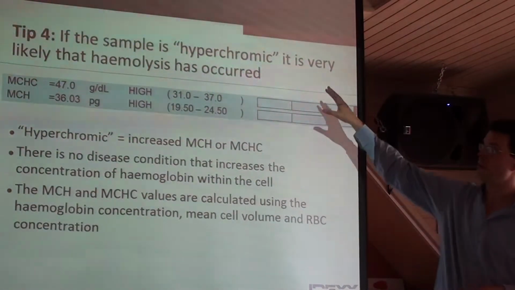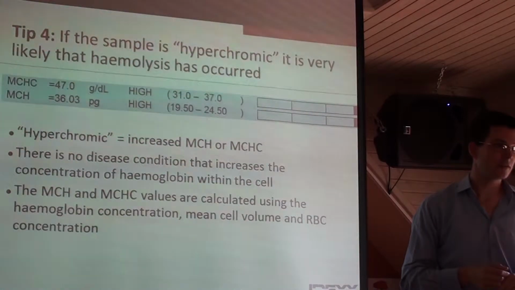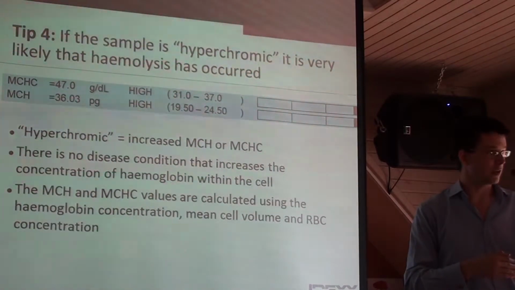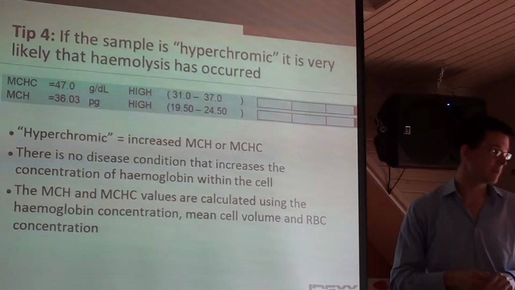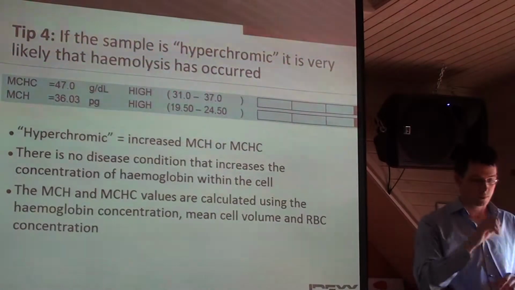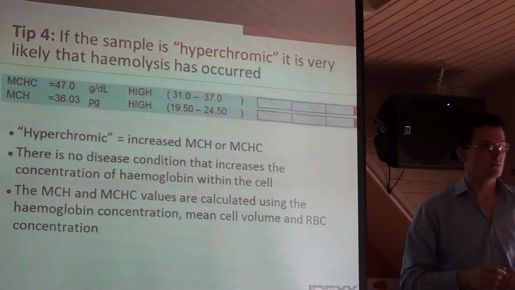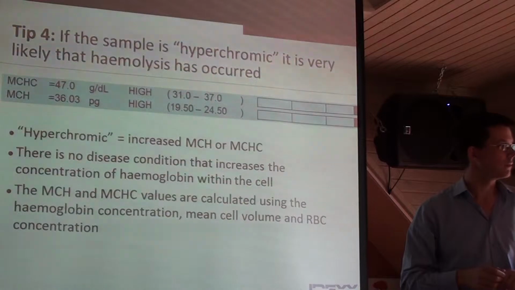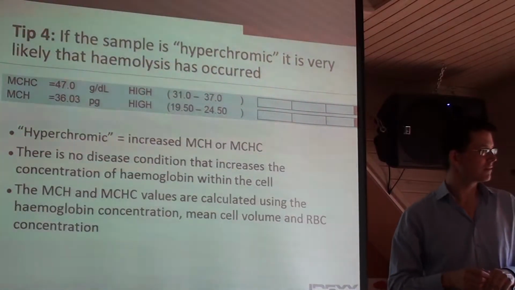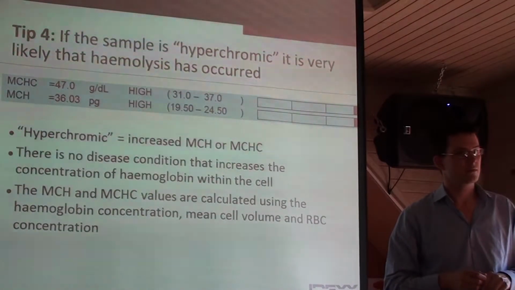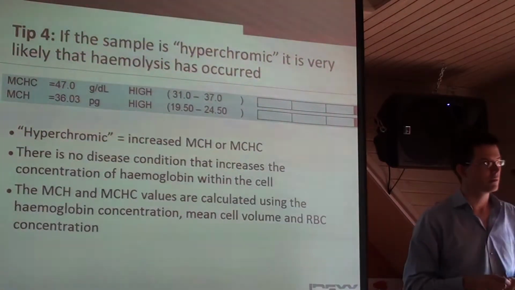So we send the set of results to the vet. We might include a comment that it's hyperchromic or there's been some hemolysis, but because the vet has his or her numbers, they don't really perceive there's been a problem.